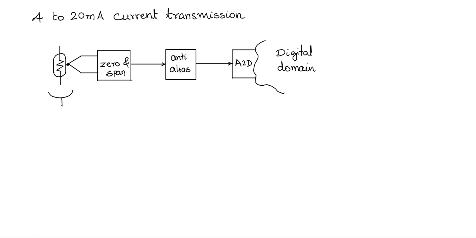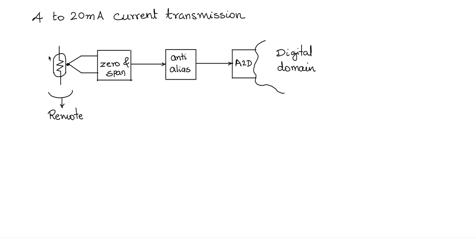But there are some cases where this transducer is located at a remote end. It could be located at a place where the temperature is so high a human cannot go to that place, or other electronics cannot work in its proximity. So therefore this can be placed at a remote place.